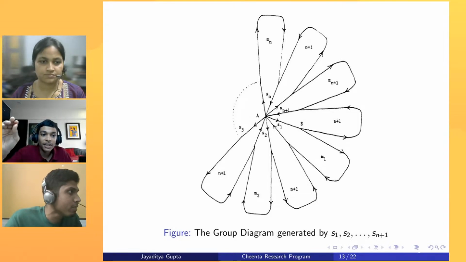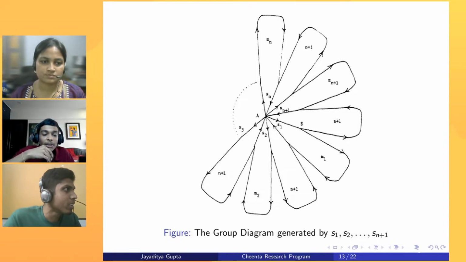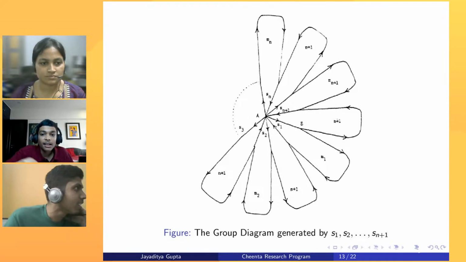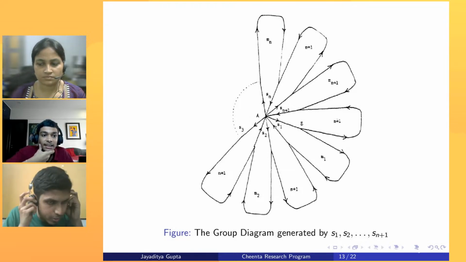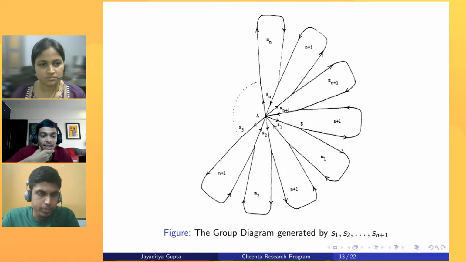Another thing is that we cannot obtain such a group diagram in the Euclidean plane. This is because if you compute the sum of the central angles, they add up to more than 360 degrees.